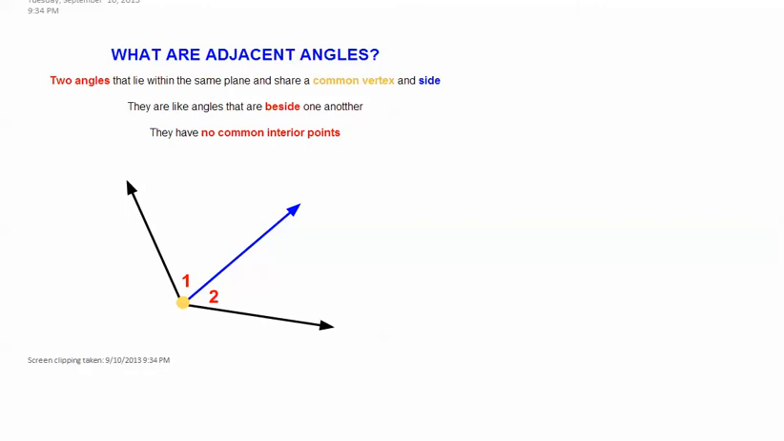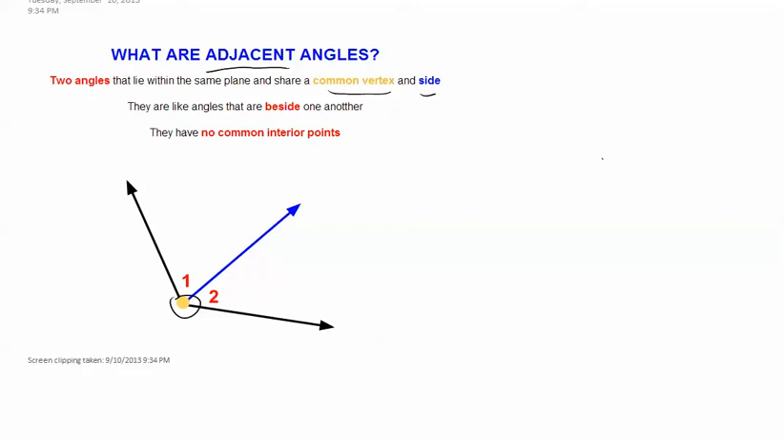Okay, when we talk about pairs of angles or multiple angles, we can come up with some names to describe them. The first one is adjacent, which basically just means beside. They have to share a common vertex, which is right here in yellow, and a common side, which is here in blue. So angle 1 and 2 would be adjacent, and it simply means beside. There are many examples you can draw here, but it basically just means beside.